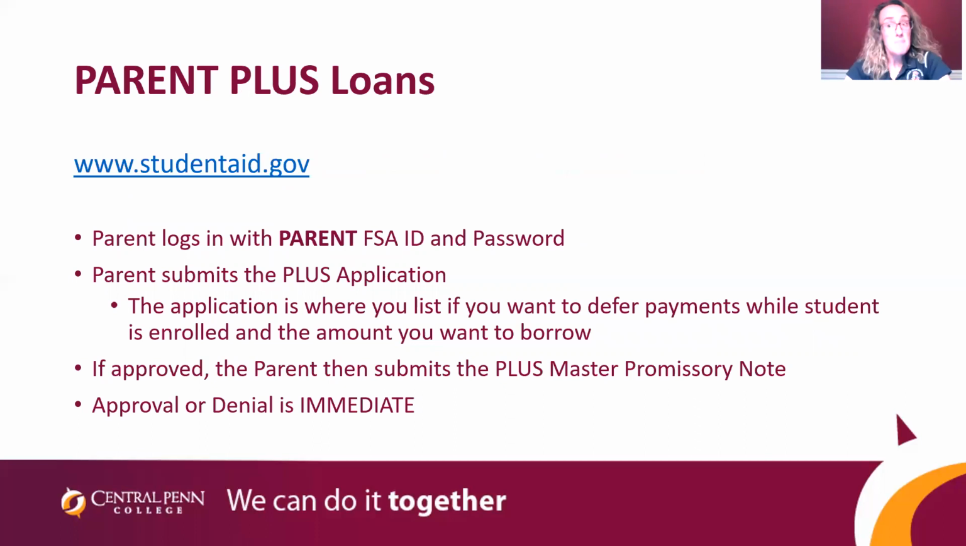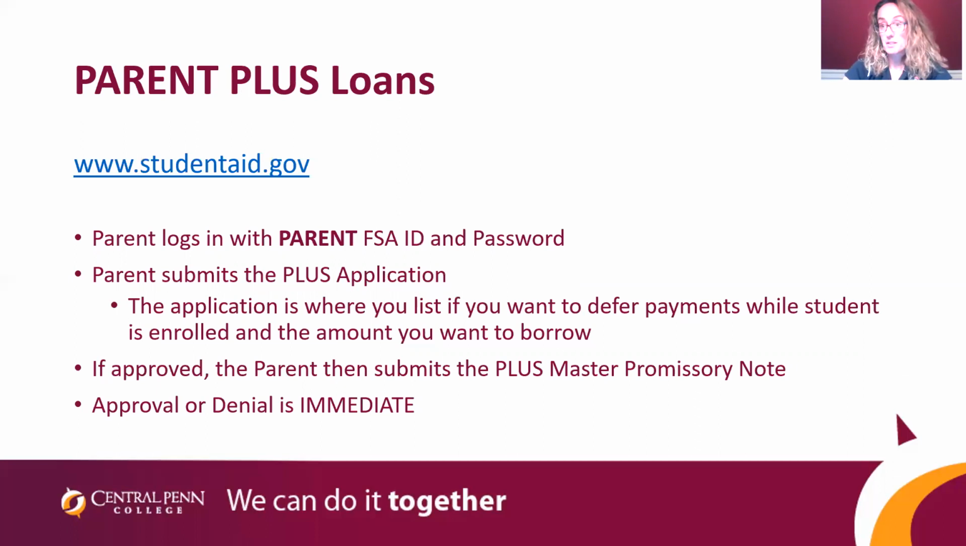So let's say you decide, I think I'm going to try for this Parent Plus loan. Same website, your new favorite one, studentaid.gov. You as the parent this time will log in with the parent FSA ID and password, and you will submit a Plus application. And this is where you list how you want to pay this back, if you want to start paying it while they're in school, if you want to defer, and how much you want to borrow. And again, it doesn't hurt to reach out to the financial aid office to talk through how much they think you should borrow. If you submit the application and it's approved, great.